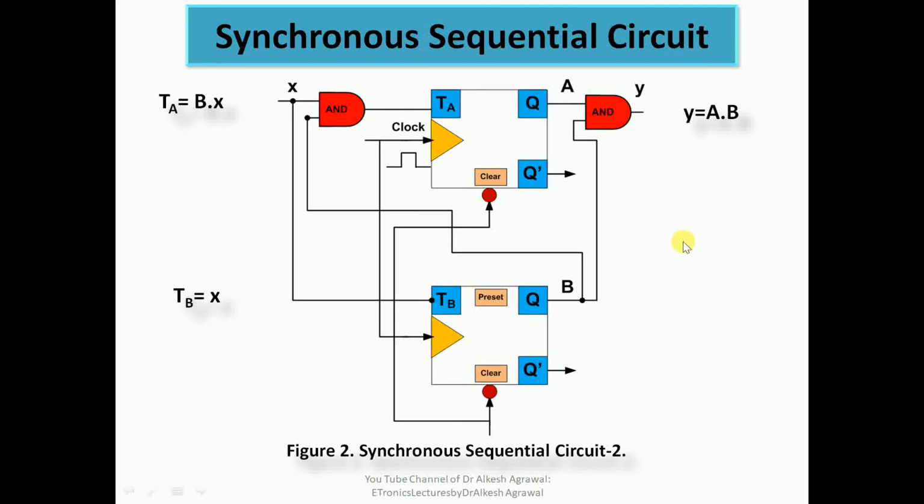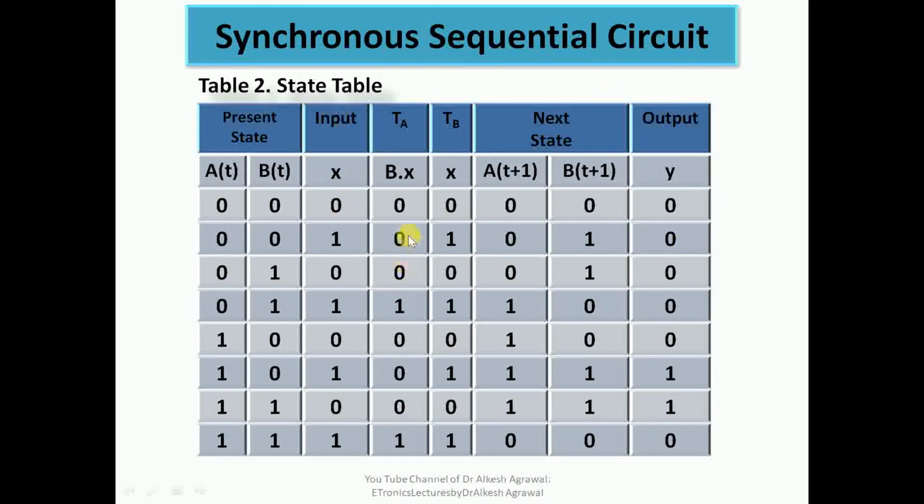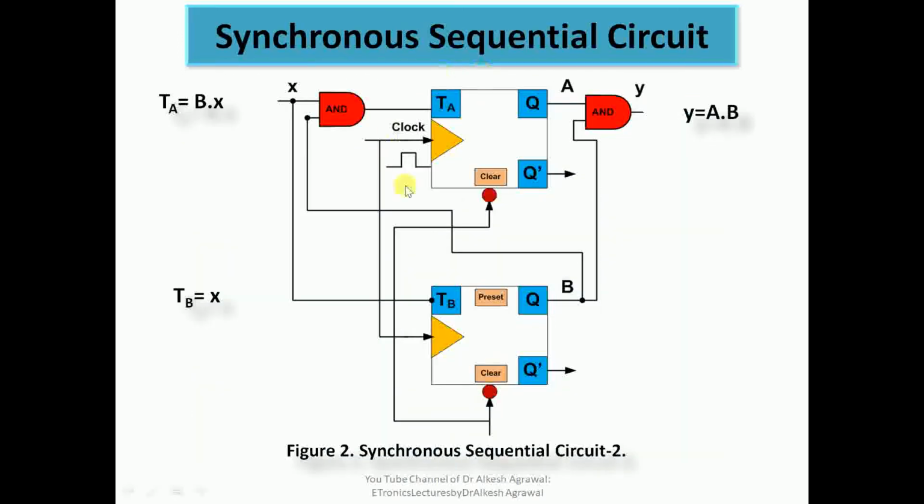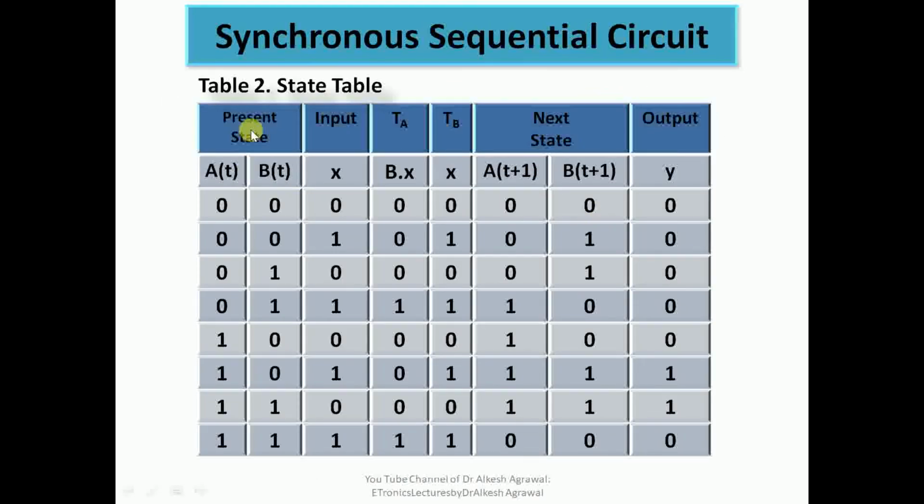So we have generated a state table. Again we have the present state. Because we have two flip flops, TA and TB, and outputs A and B, we have written under the heading present state A(t) and B(t). One represents the previous state of the A flip flop, another represents the previous state of the B flip flop. Then we have external input as X, and here we have calculated the input to TA as B and X, and the input to TB as X. Now based on these inputs, we have to calculate the next state, which is A(t+1) B(t+1), and this is the output.